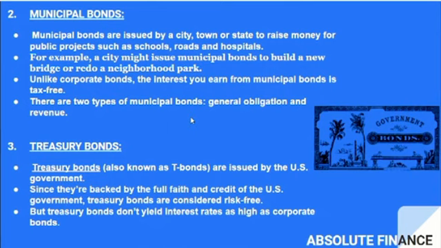Another type of bonds are municipal bonds. Municipal bonds are issued by a city, town or state to raise money for public projects such as schools, roads or hospitals. This is exactly when the state government issues out bonds in order to raise money to finance their projects like building of roads, hospitals, schools. For an example, a city might issue a municipal bond to build a new bridge or redo a neighborhood park.